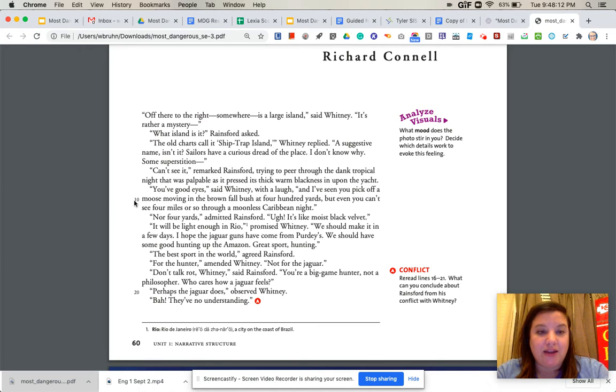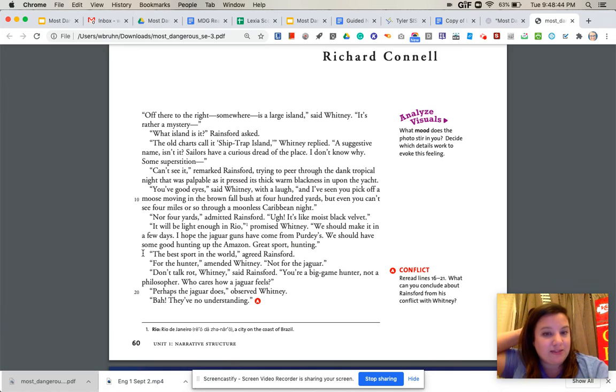So you have your line numbers here. This is line 10, this is line 20. So that means that 16 starts right here. Whitney says that hunting is a great sport, and Rainsford says the best sport in the world. Whitney says, well, for the hunter, not for the Jaguar, right? So Whitney's pointing out, yeah, we enjoy it because we're the hunters, but for the animals that get hunted, it's not so great for them.